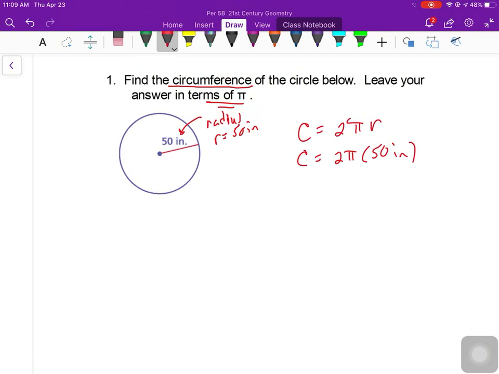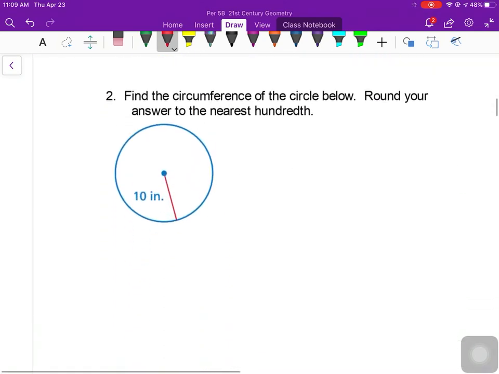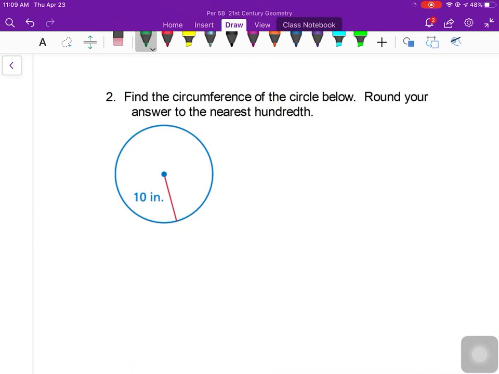Now what it means when they say leave it in terms of pi is that we do not put the pi into our calculator. So if we put the 2 times 50 in our calculator, we get 100 and then pi and then inches. The label is inches. Do not forget, you must always box your answers in this chapter. Now, this one said to leave the answer in terms of pi. Sometimes they will ask you to round your answer. Let's do one of those.